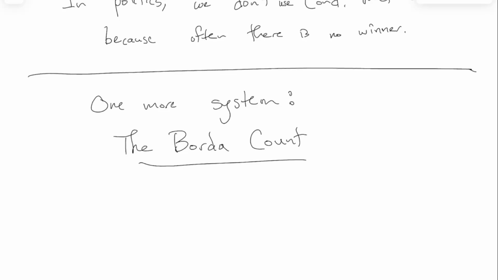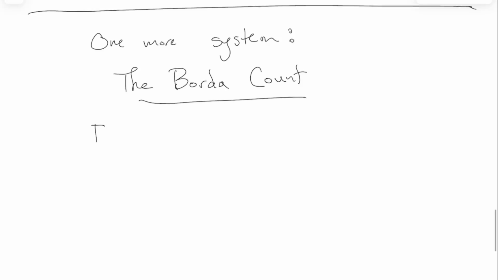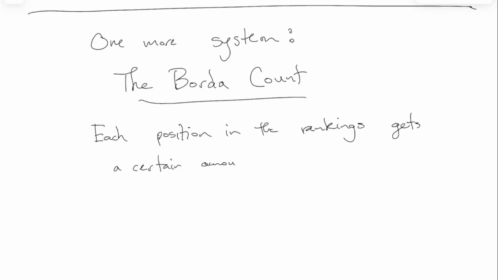This is called the Borda count, and this is a system that I think actually any of you could come up with if you talk to kids about voting. It is a natural thing to suggest. The idea behind the Borda count is each position in the ranking gets a certain amount of points. And then you add up everybody's points. All right? This is called the Borda count.